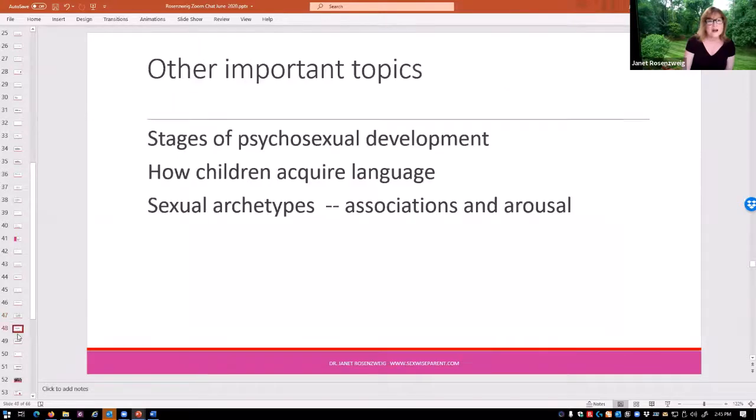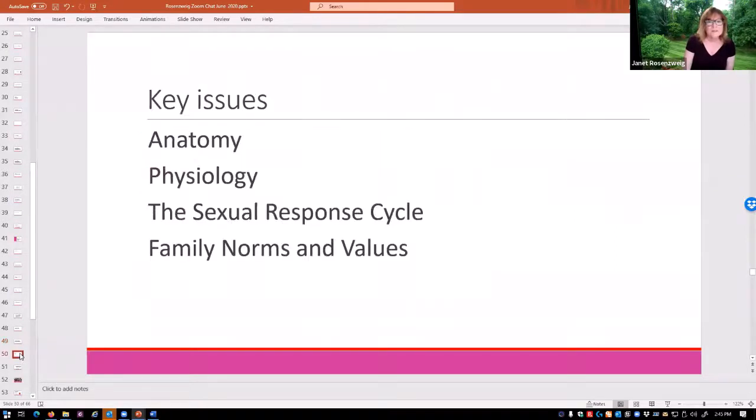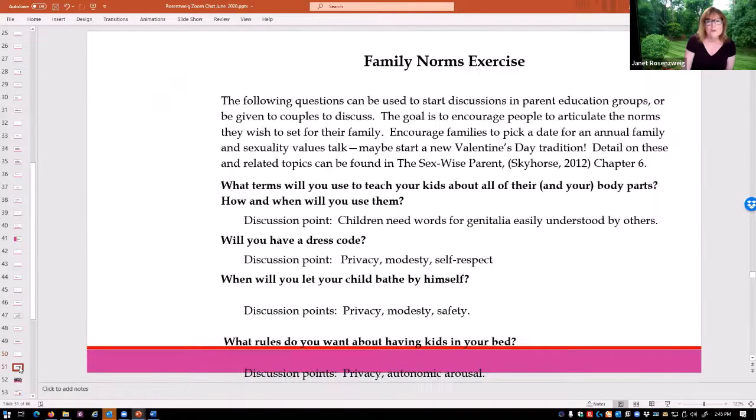And another slide that we're going to see is one of the things we know: even pediatricians who talk to kids about their sexual development, they'll talk to girls about menstruation, but even pediatricians are not talking to either gender about sexual arousal, and no one is talking to boys in the medical community. So our key issues are making sure people know anatomy, physiology, sexual response, sexual arousal, and family norms.